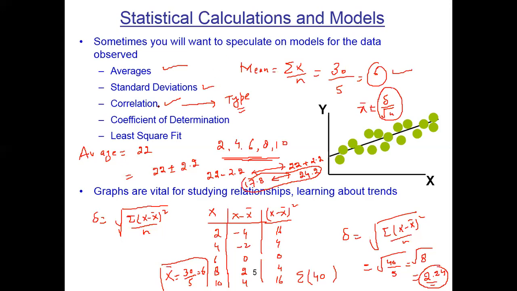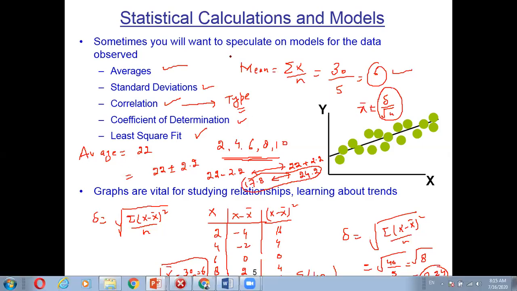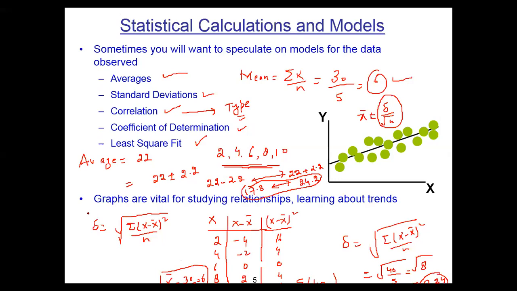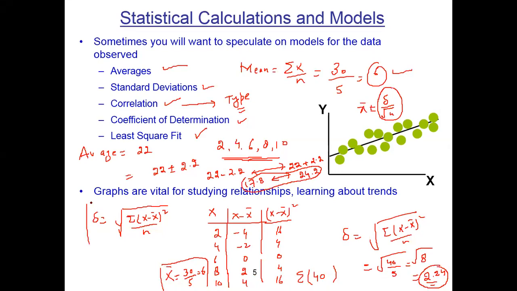But we will discuss correlation, coefficient of determination, and least square fit formula when we need them, for example, in incoming experiments. So for now, we have only averages and standard deviation. Averages, you know, is the sum of all data divided by the number of observations. Standard deviation shows spread, and this is the formula for standard deviation: square root of the sum of x minus x average whole squared, divided by n.